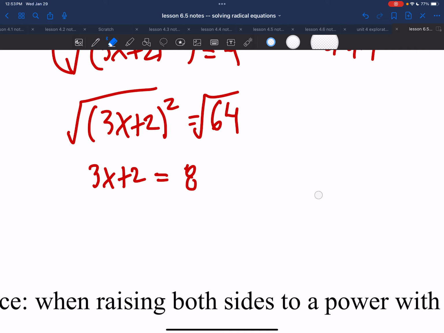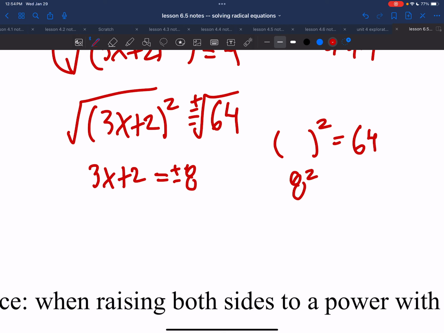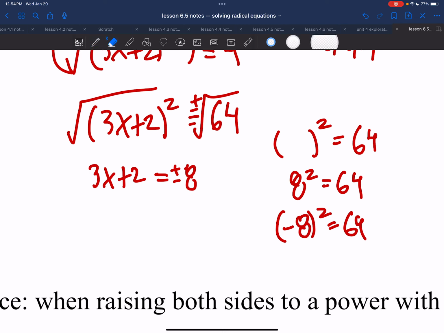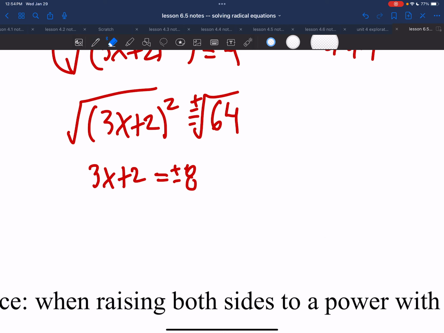Well, in Unit 4, we talked about that when you take a square root, you got to put a plus or minus next to it, plus or minus. The reason is, what we're saying right here is something squared is 64. And the thing is, well, 8 squared is 8 times 8 is 64, but negative 8 squared is also 64 because a negative times a negative is a positive. So you have to put plus or minus here. Otherwise, you're forgetting one of the possible answers, right?